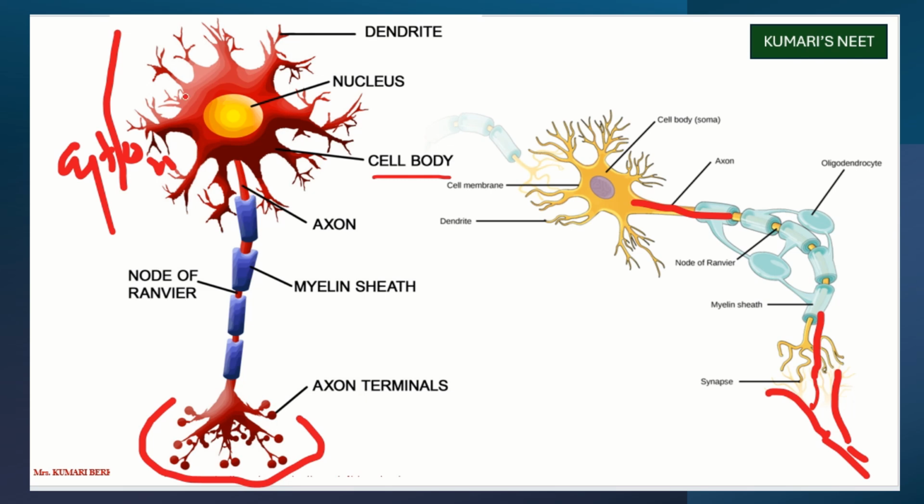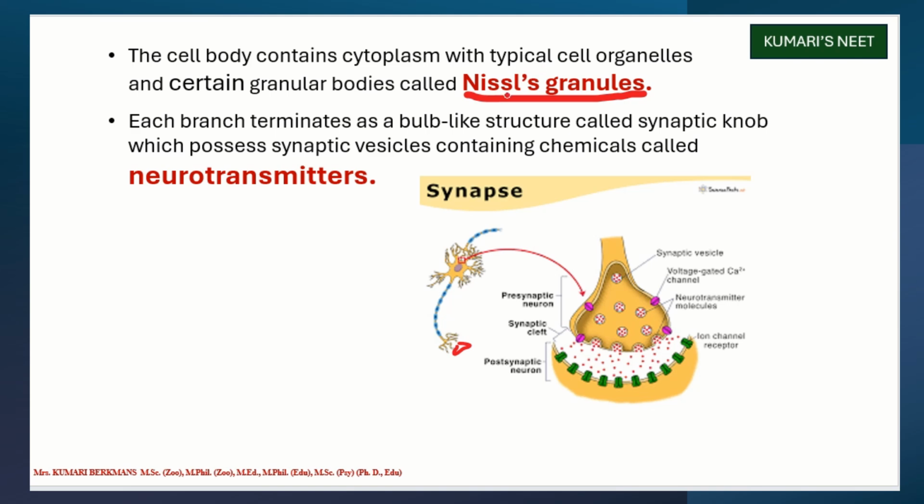Okay, this is the structure of the nerve cell, or else it is called the neuron. And I told you about the Nissl granules, which are present in the cytoplasm of the neuron. It is called neuroplasm. Okay, and at the end it is called synapses.